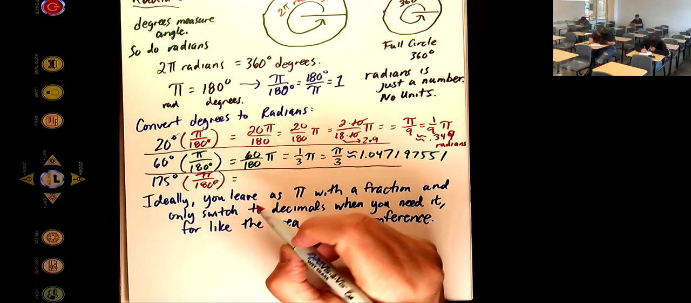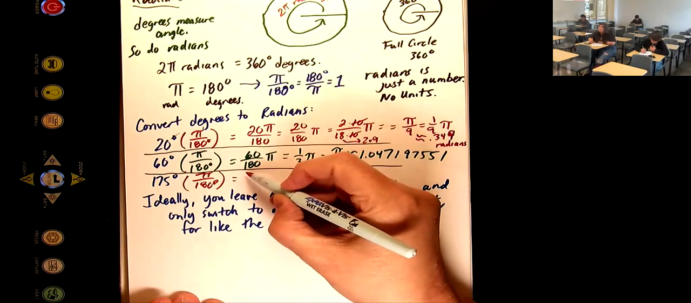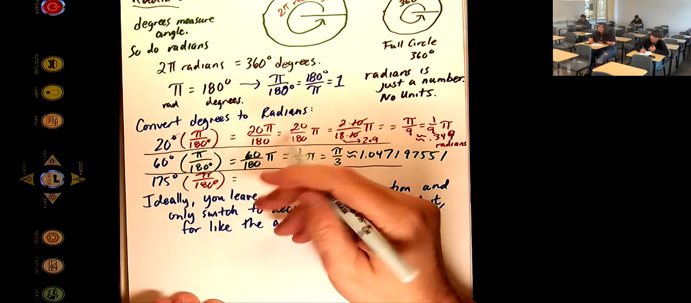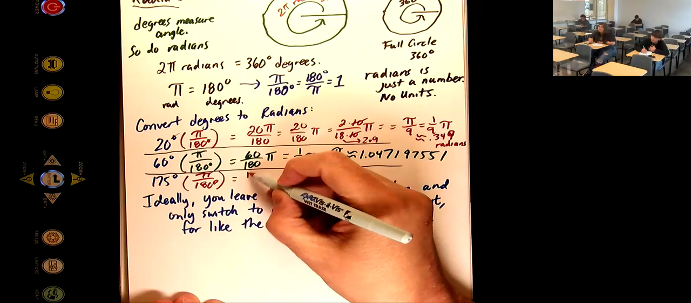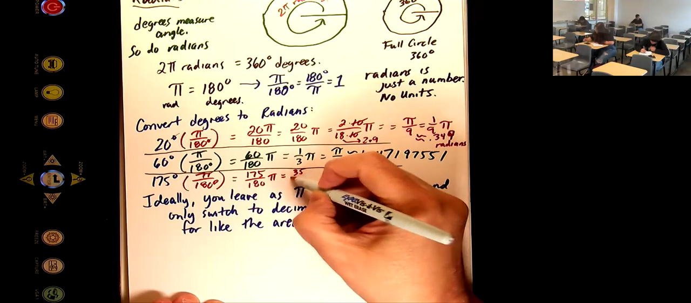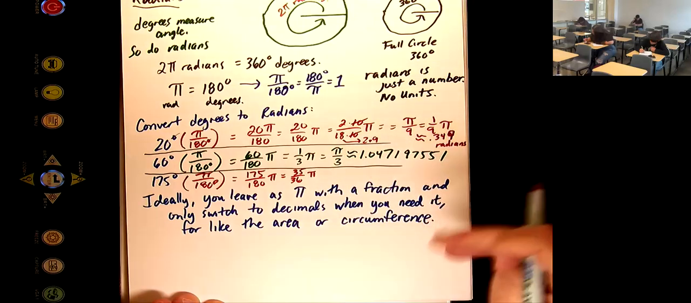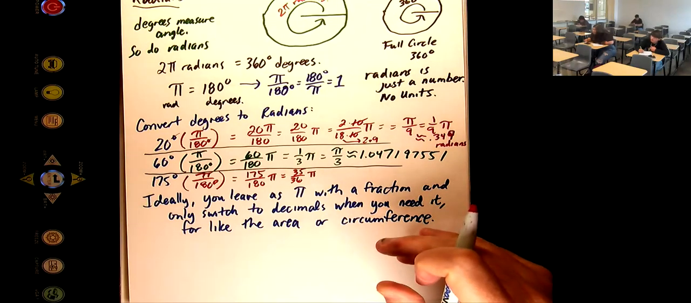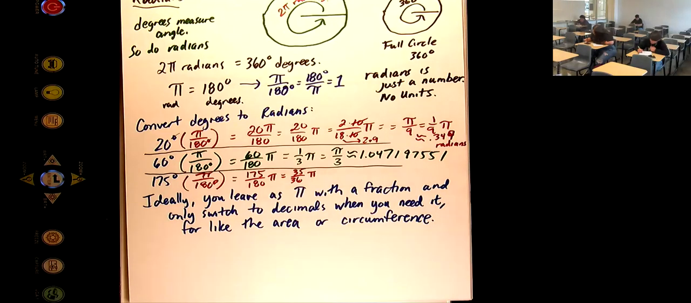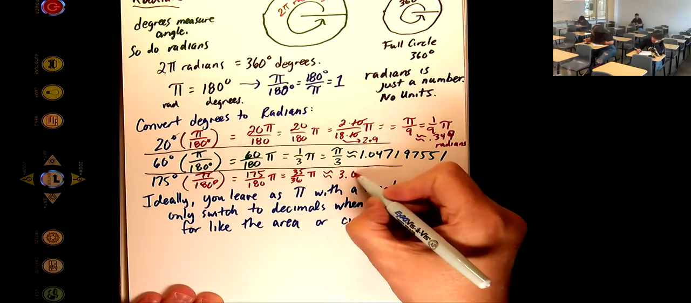Not the easiest one, I should have given you like the 60. 175 isn't that easy. They're both divisible by 5. It is 35 over 36 pi. You divide 5 out of each, the top and the bottom, that's what you get. I have no idea what that decimal is, but we'll find out. Approximately 3.054.